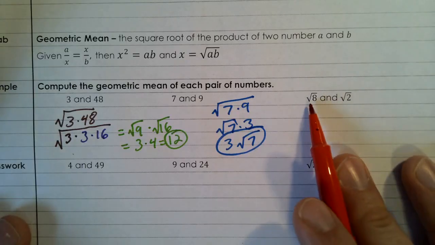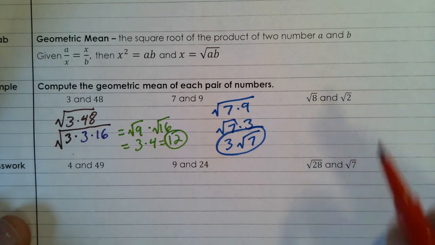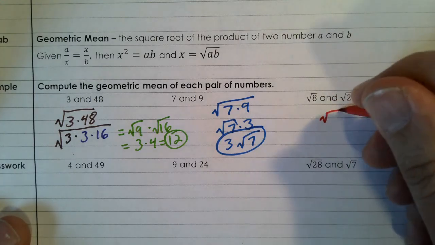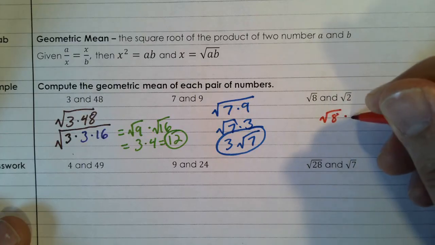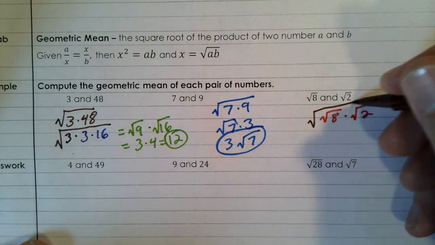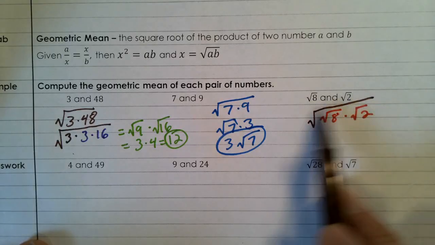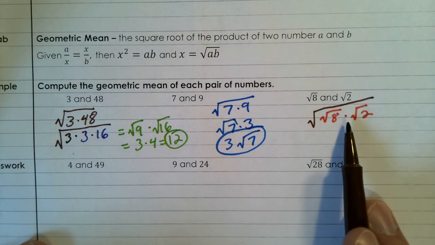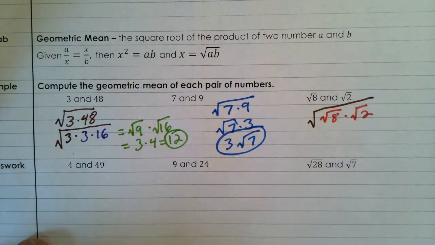Now this last one, I've got the square root of 8 and the square root of 2, and I want to do the geometric mean of them. So that means I've got to multiply the square root of 8 times the square root of 2, but then for that geometric mean, that means I've got to square root all of that again. They're already in square roots, but geometric mean says do their product, that's the red bit, and square root them. So I had to do both things.